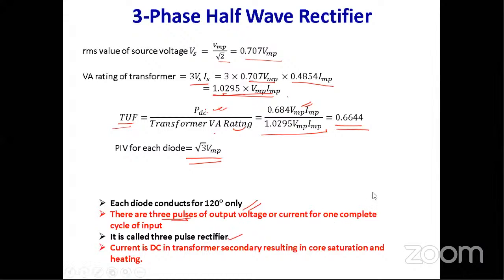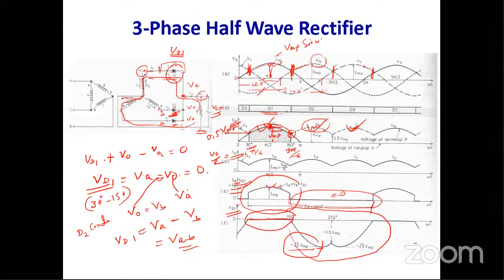Current is DC. If you observe the output current, it is a constant polarity current. So that is why the current is DC in the transformer secondary, resulting in core saturation. This is the problem associated with this: the output current is steady in nature, whereas the input current is not. This is the disadvantage of the transformer circuit. If core saturation occurs, we will not get the exact reading.